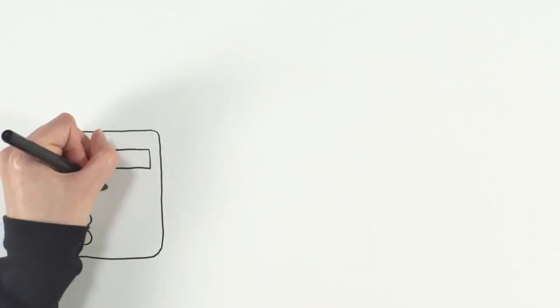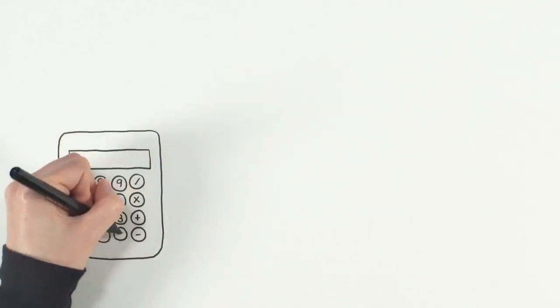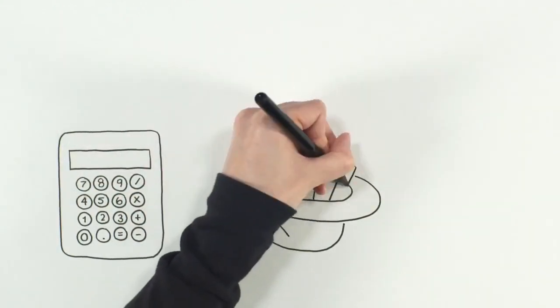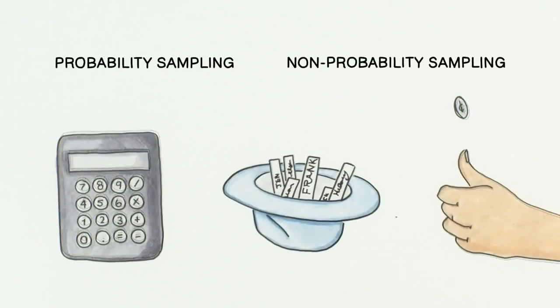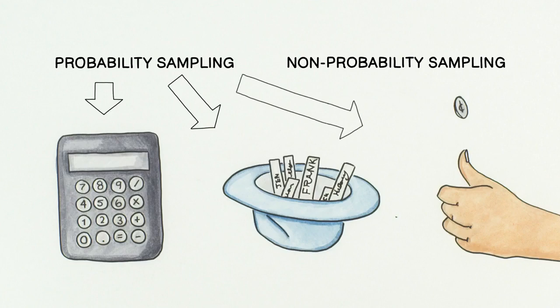Now, there are two main forms of sampling: probability and non-probability sampling. The main difference between these two is that probability sampling involves some form of random selection, where each member of the population has an equal chance of being selected, while non-probability doesn't.